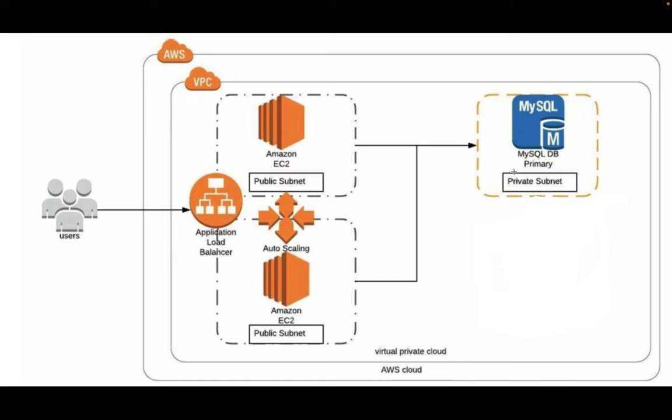It will connect to the database, which will run on MySQL. We will be using the RDS service of Amazon to spin up the MySQL instance. And all these things will then return the response to the users. So this is the bare minimum architecture which we are going to create in this course.